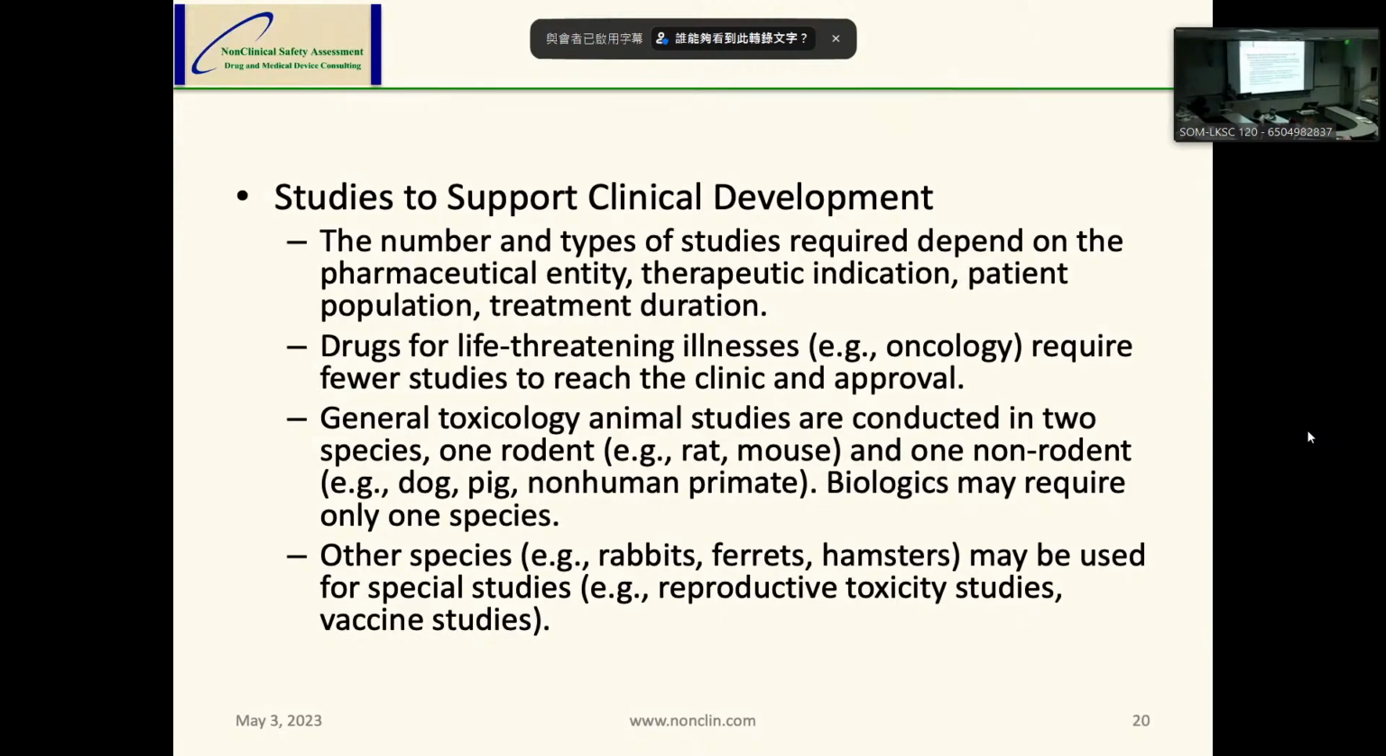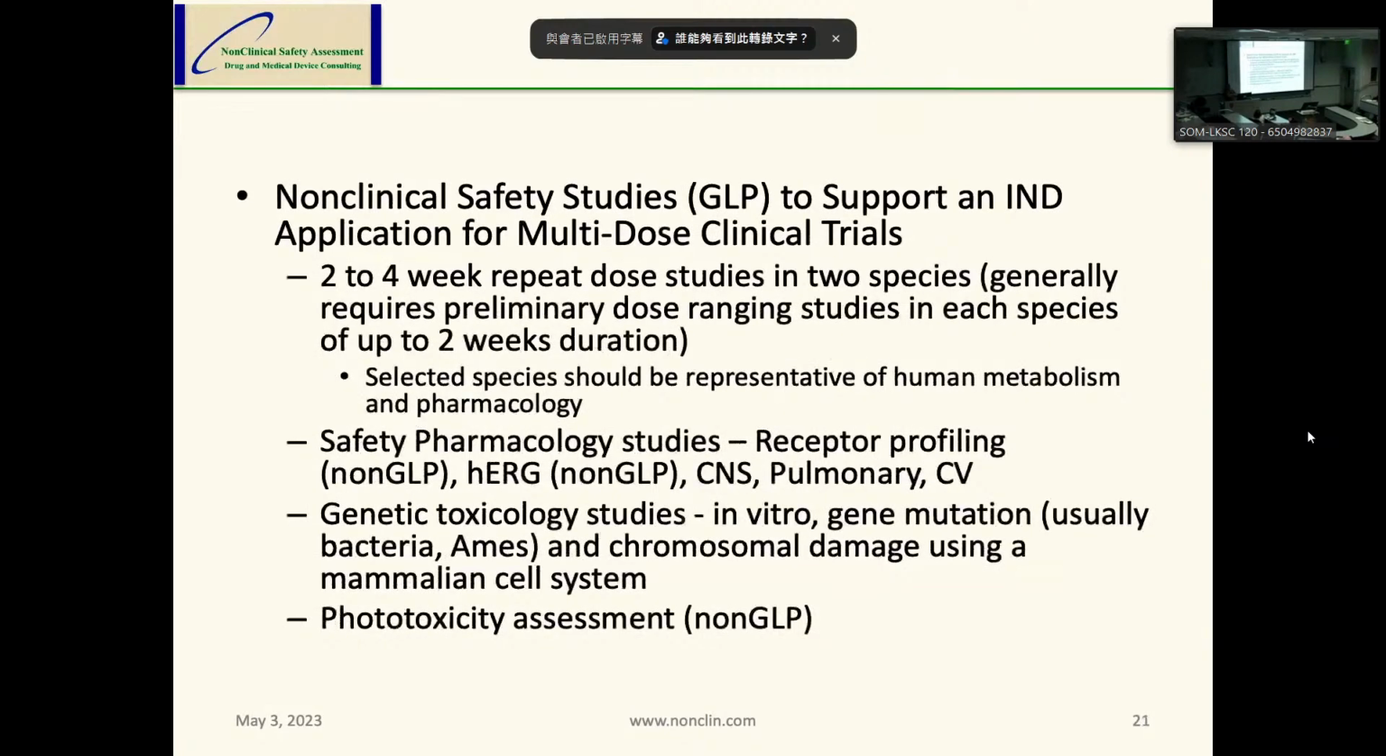So in general, what I've got on this slide is showing what's required to do a first-in-human study around the globe, for molecules that are intended to be given repeatedly. I should say, in the United States, if you have a single-use and want to do a single-dose clinical trial, you can do a single-dose animal study and support that trial.